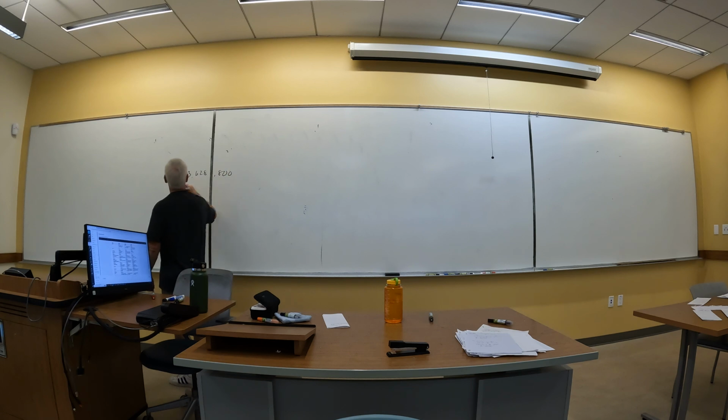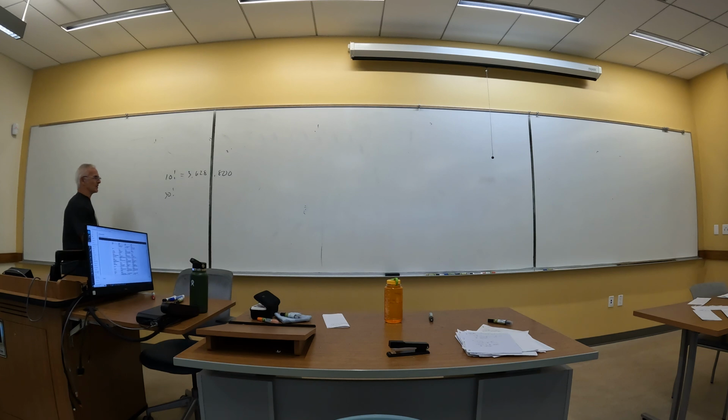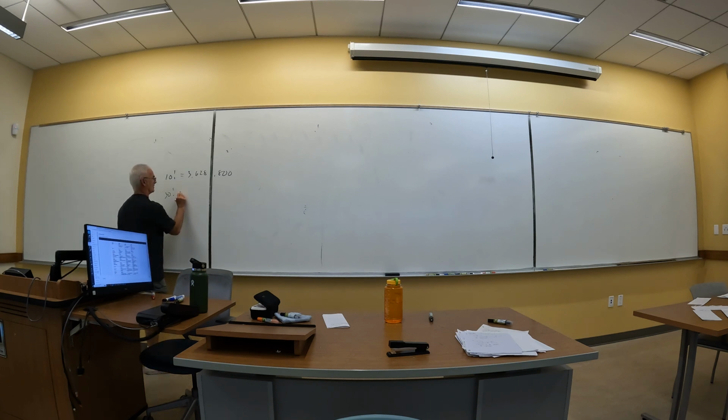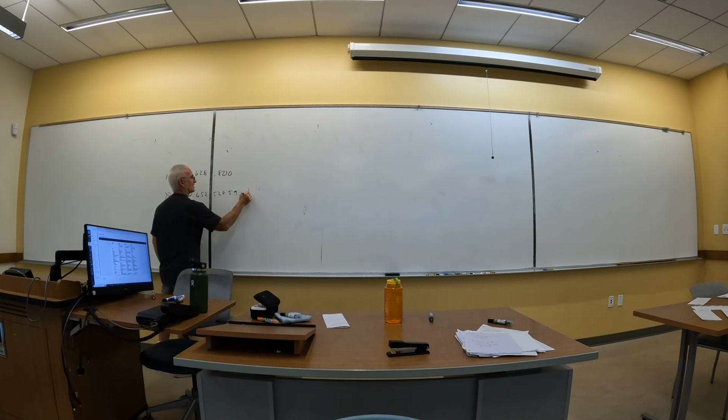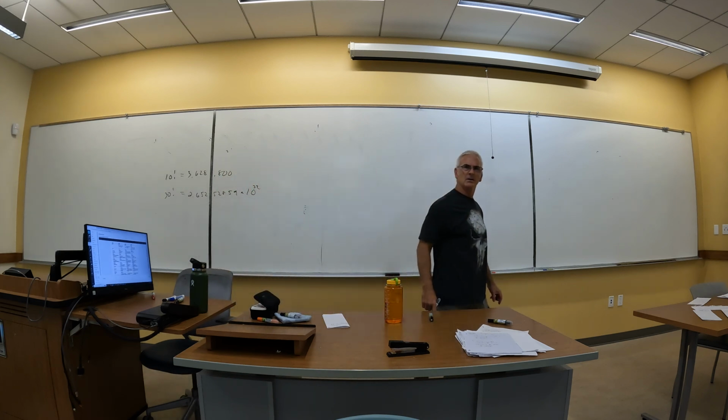3,628,800. Okay. If I asked you to do, let's say, 30 factorial on your calculator, now all of a sudden your screen looks a bit different, doesn't it? It's giving you kind of a weird looking answer. What does it look like now? 2.652525859 times 10 to the 32. Yeah, it gave you a scientific notation answer. How come? That's too big.